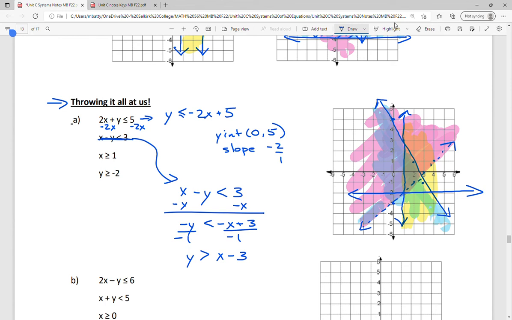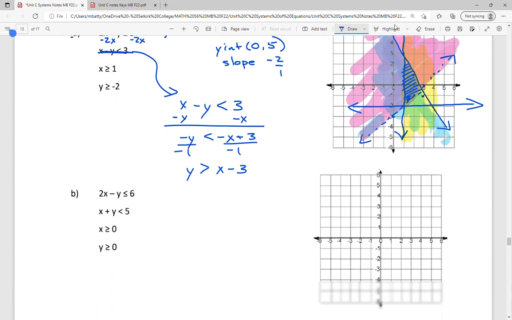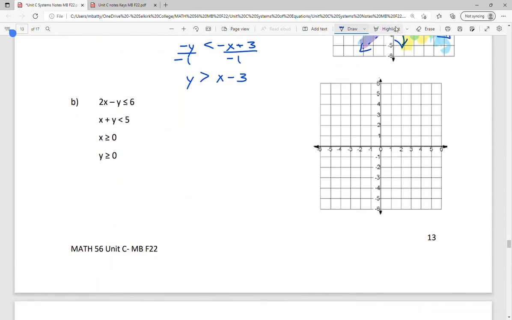Now, the answer to this is only where all of these things have been shaded. So I spared you the extra highlighter color, but everything above here would color over this little interior triangle. And that's the answer to this really complicated system of inequalities. Let's do the last one here.